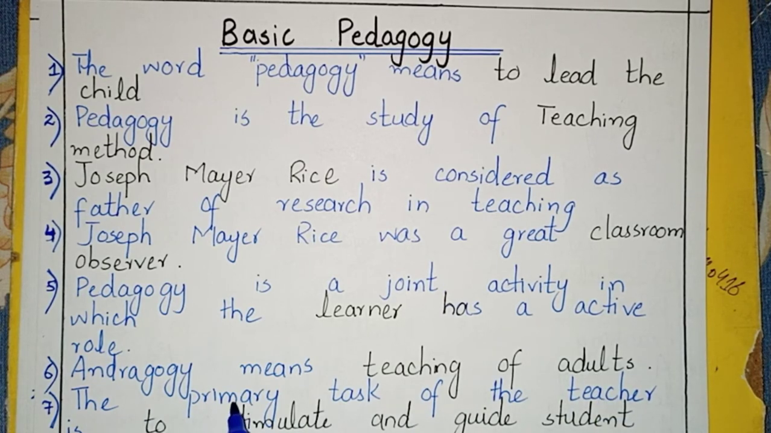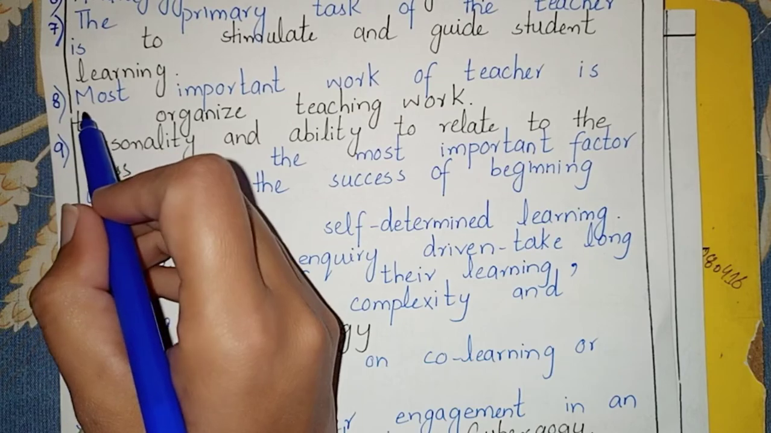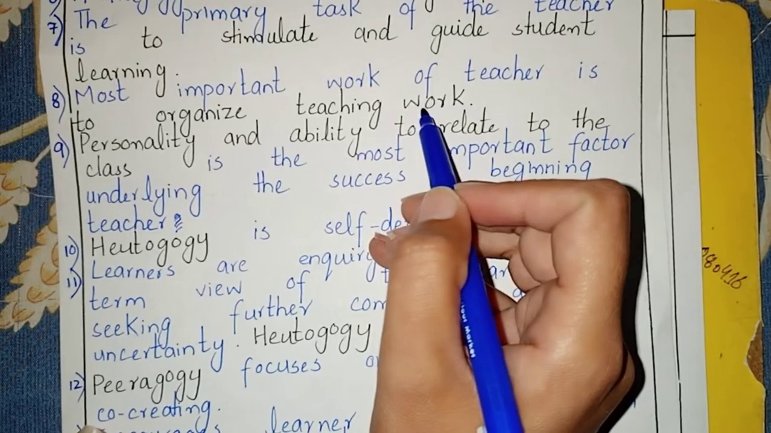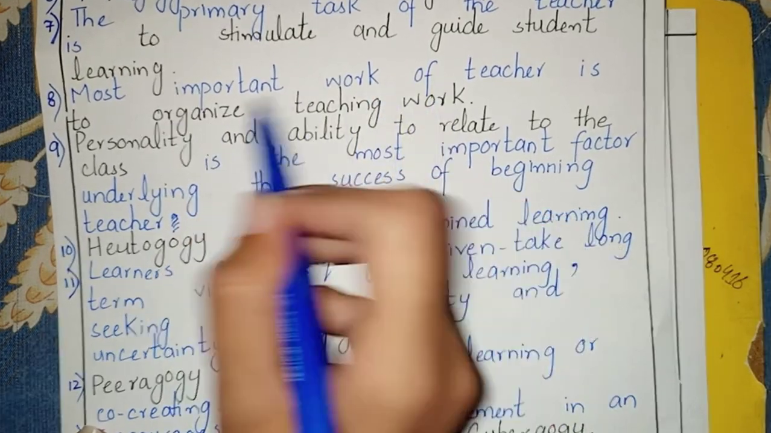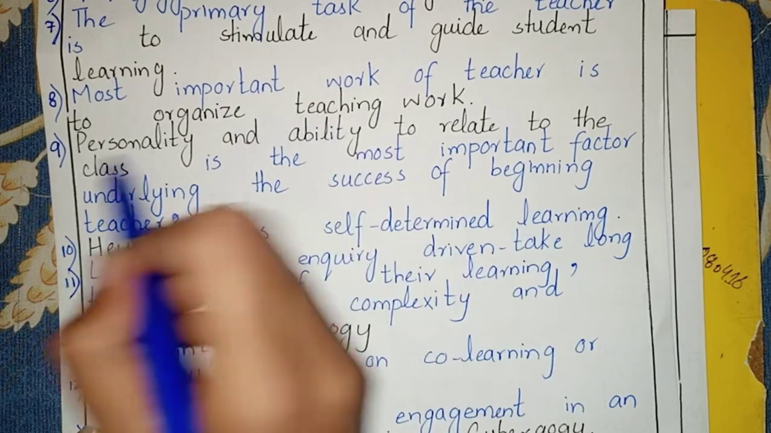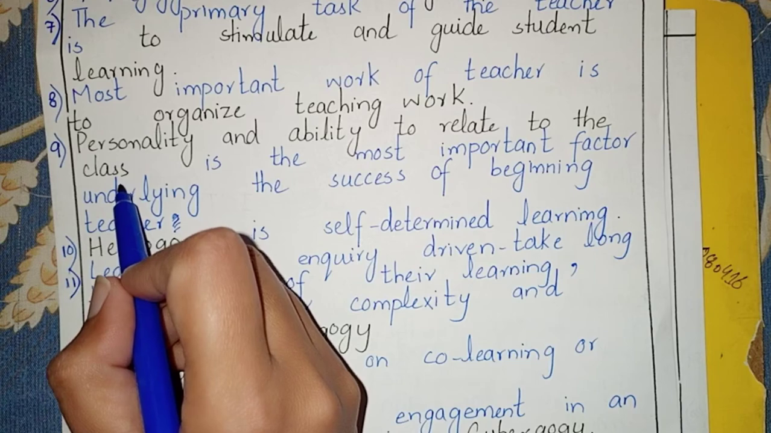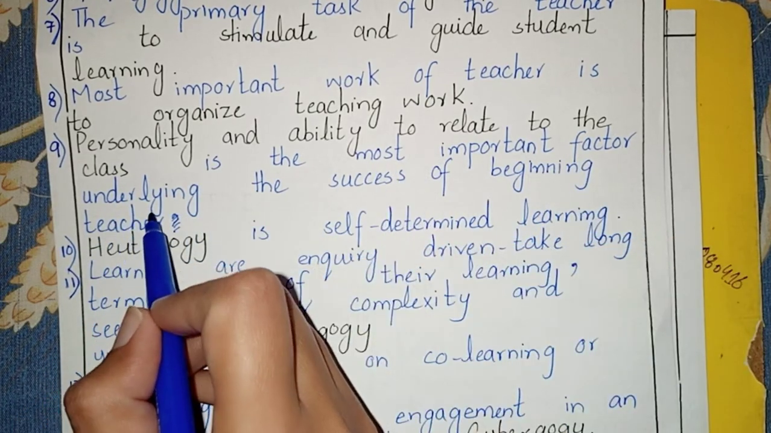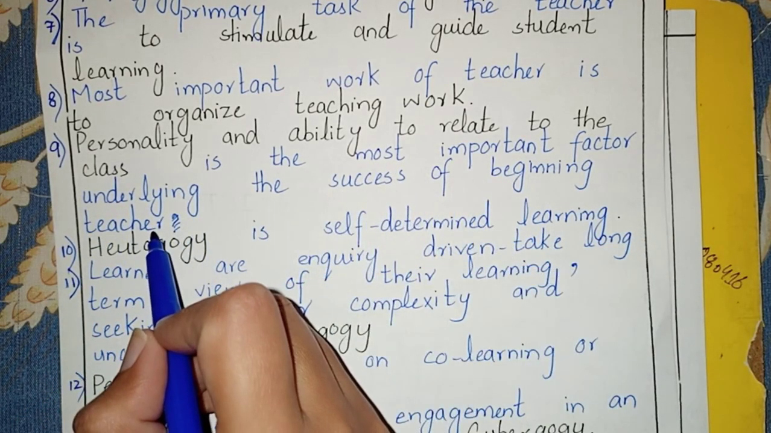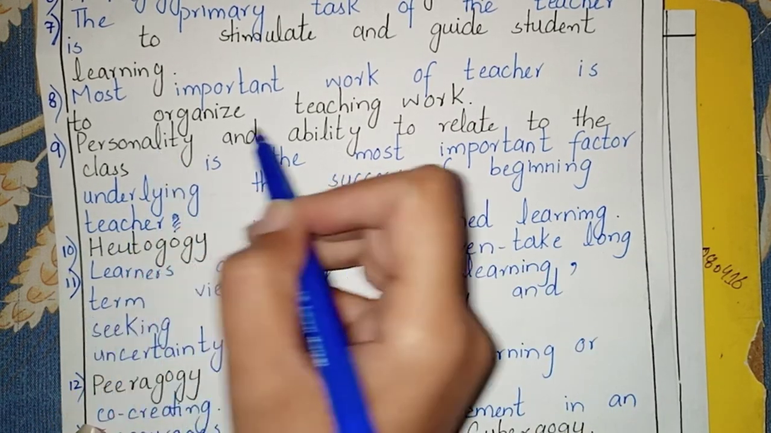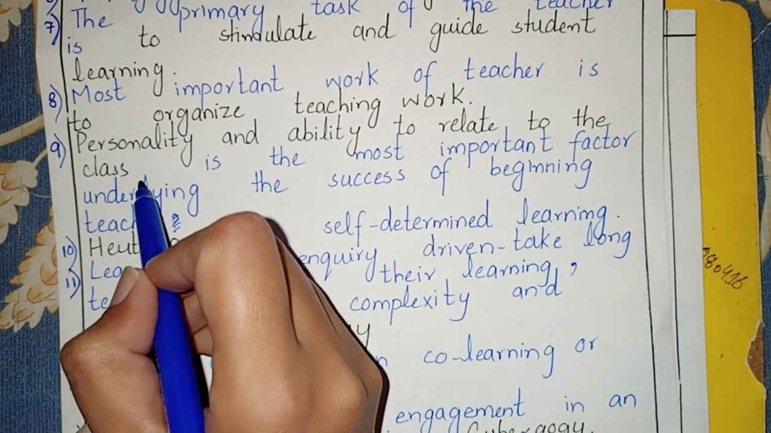Question number 7. The primary task of the teacher is to stimulate and guide student learning. Question number 8. The most important work of the teacher is to organize teaching work. Question number 9. Personality and ability to relate to the class is the most important factor underlying the success of a beginning teacher.